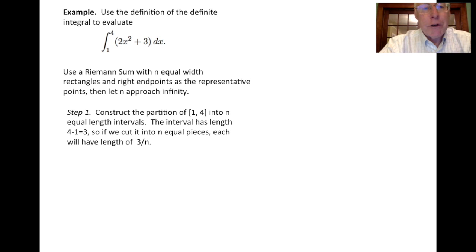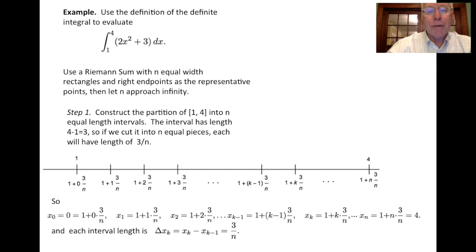So when you face a problem like this and want to use the definition of the definite integral, that is the Riemann sum approach, there are 5 steps you go through. The first step, and probably the most important, is to construct the partition of your interval, in this case 1 to 4. We're going to cut it into n equal length intervals. Our interval has length 4 minus 1, or 3. So if we cut it into n equal pieces, each of these pieces will have length 3 over n.